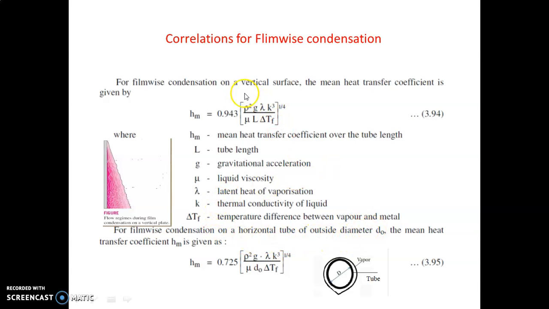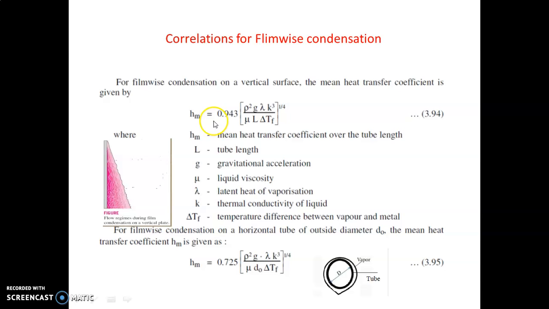So in the chemical industry, we find both surfaces: vertical surface, maybe a vertical plate or a condenser in a vertical position, and sometimes it may be in a horizontal position. In both cases we first have to calculate the mean heat transfer coefficient by using different formulas, then calculate the rate of heat transfer, and then we can calculate the mass flow rate of that condensate. So first we will discuss the vertical surface. Suppose the vertical surface is like this. The condensation is taking place in this manner.